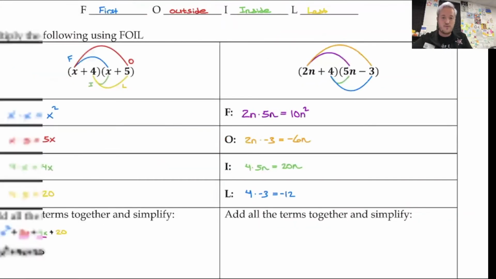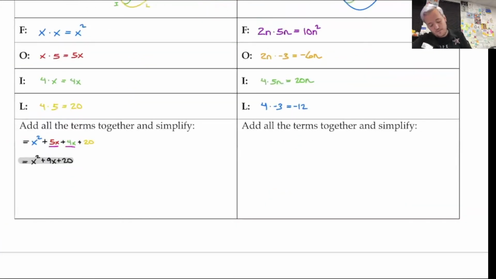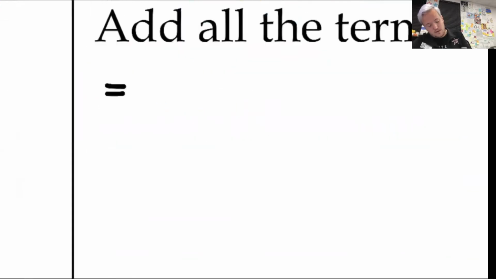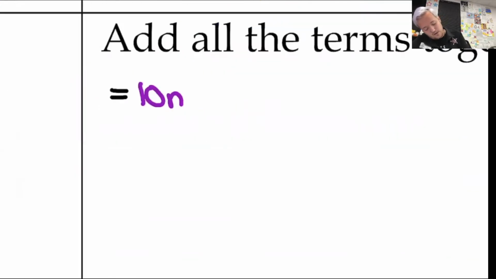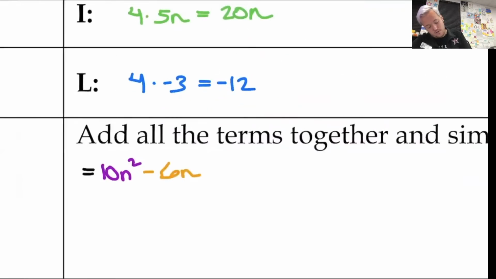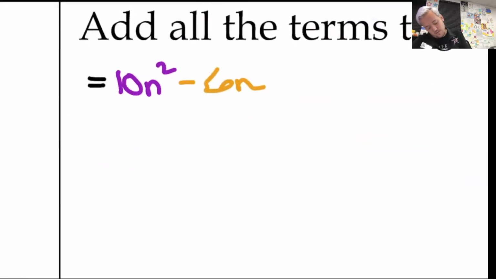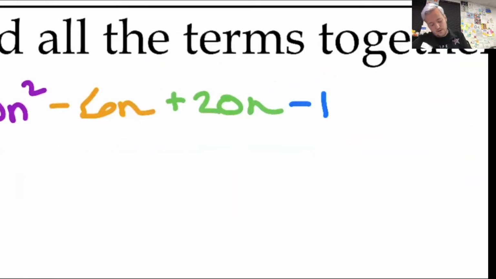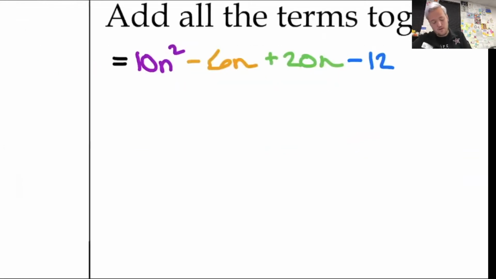All right, so just like before, we want to add all these terms together. So I'm going to have 10n squared, and then minus 6n, then plus 20n, then minus 12.